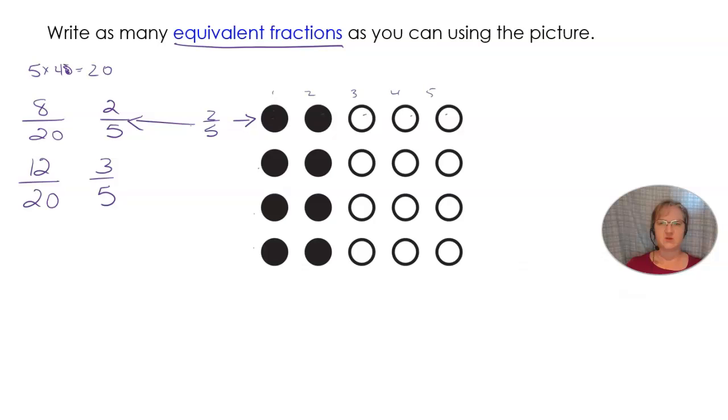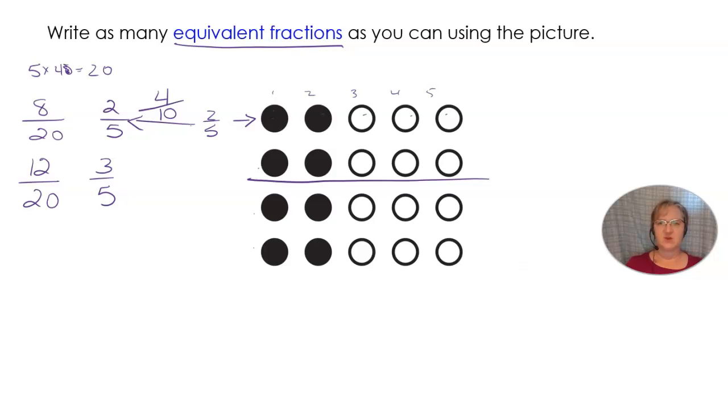But then when we analyze these fractions further, if we take 8/20, we know that we can divide that by 2. So 8 divided by 2 would give us 4. 20 divided by 2 would give us 10. So 4/10 would also be. So if we divided this in half, here we've got 4 out of 10 would be shaded as well.